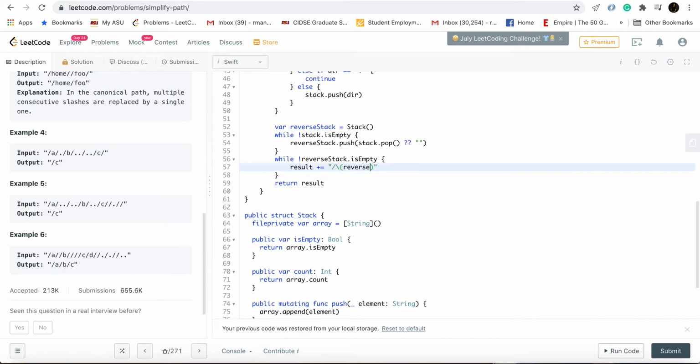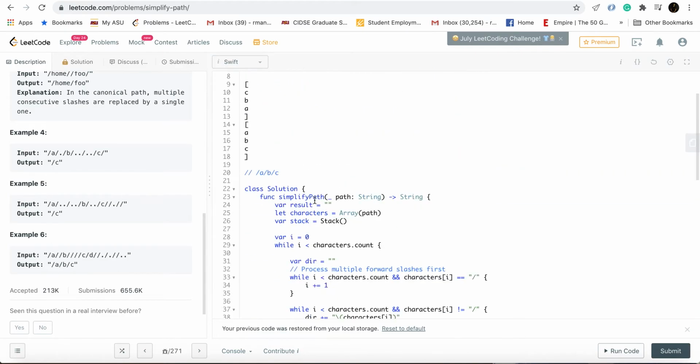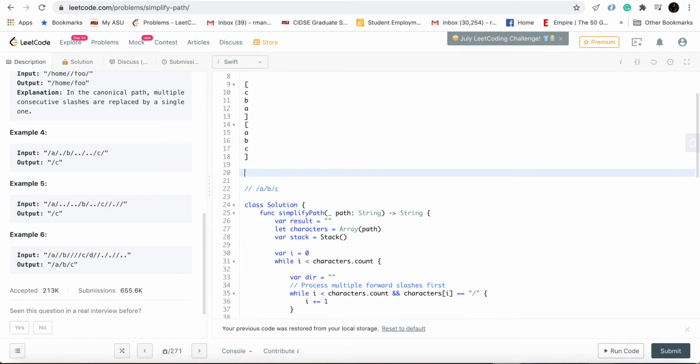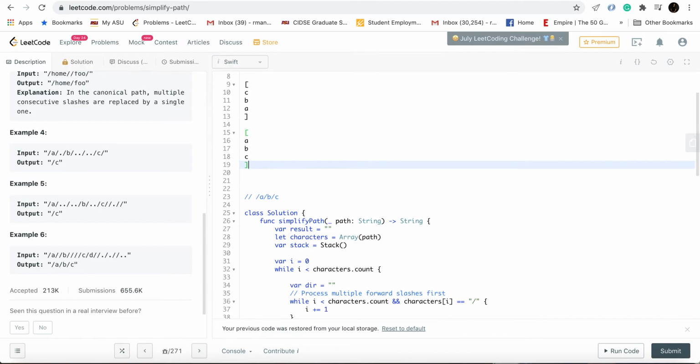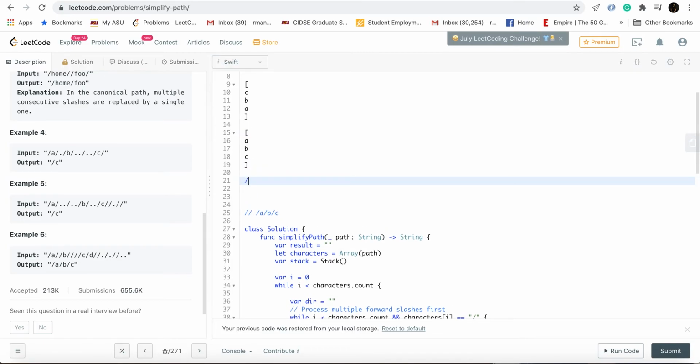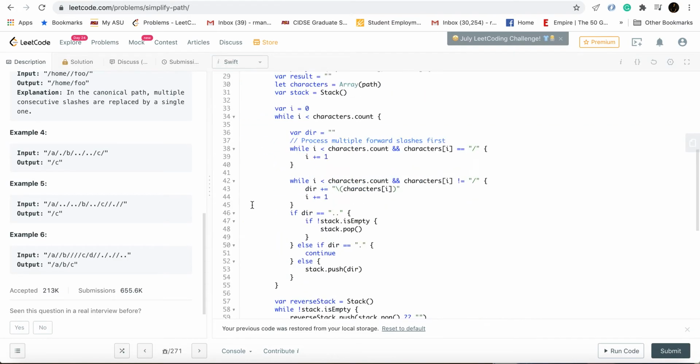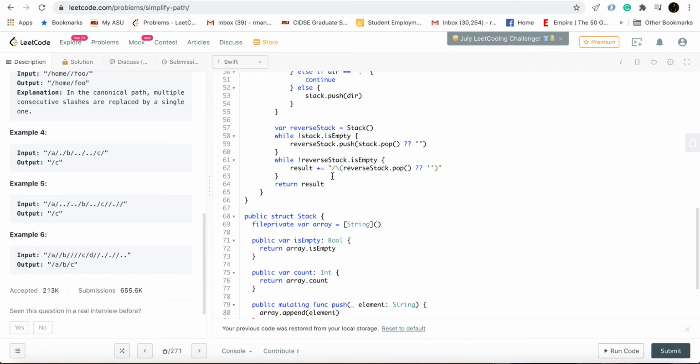So what that basically means is, sorry, if my stack is like this, which is the reverse stack, I'll pop the top and append a forward slash to it, meaning pop the top but append a forward slash, and then append this again with this, and then again with this. Cool. Yeah, that's how we'll do that.